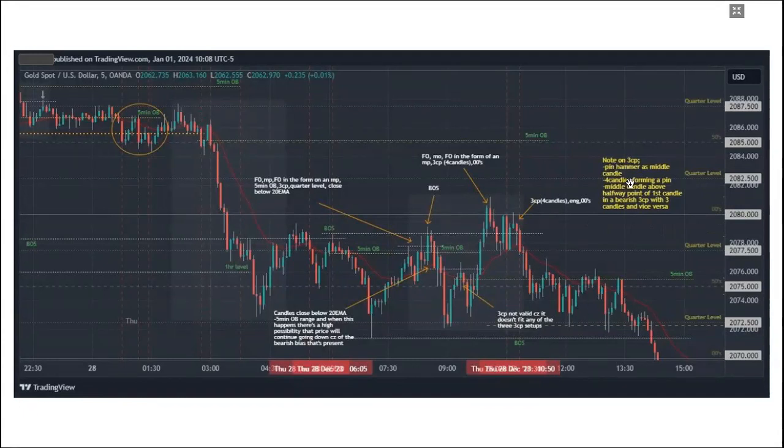Note on the VCP, a pin hammer as the middle candle is valid. 4 candles forming a pin is valid. The middle candle is above the halfway point of the first candle in a bearish VCP with 3 candles, and vice versa. If you go to the previous video, I did explain what exactly a valid VCP is.